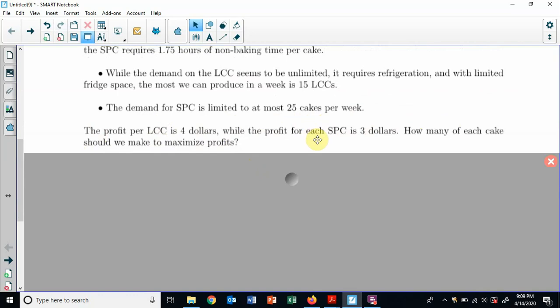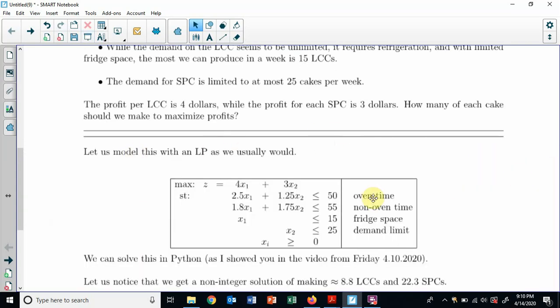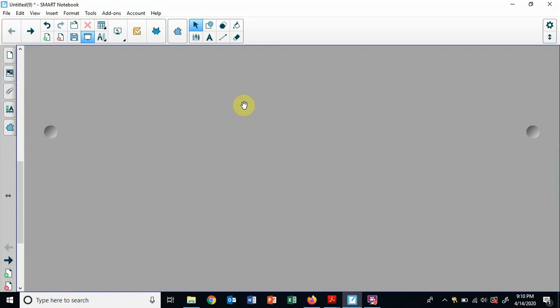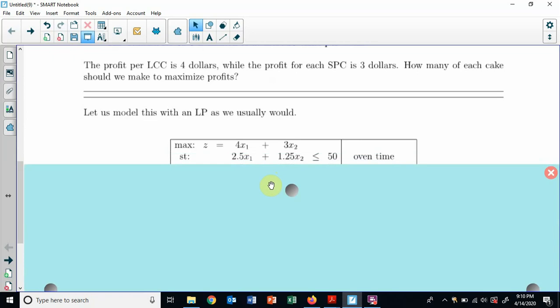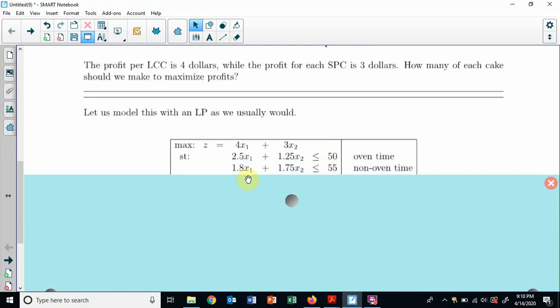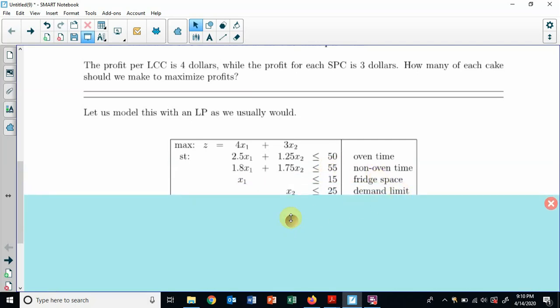This sounds like just a normal linear programming problem that we've done in this course. Everything sounds normal. We have our constraints. I made this problem up. I felt like eating cake, so that's why I wrote it. So how can we maximize profit? The first thought is, let's model this like we normally would. I've gone through all the pains of modeling it, but let me not make this overwhelming. There's the profit, we want to maximize that. Then I wrote the oven time constraint, I only have 50 hours of oven time, the non-oven time constraint, the fridge space constraint, and the demand limit.